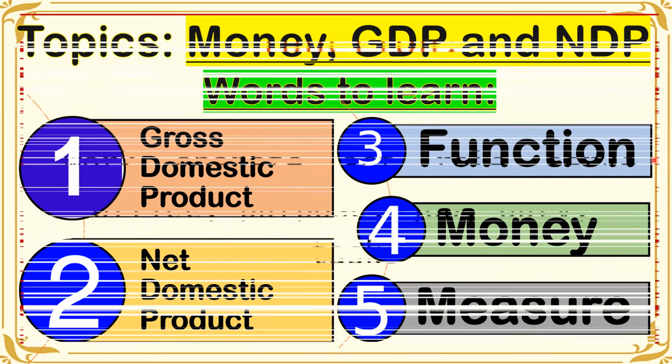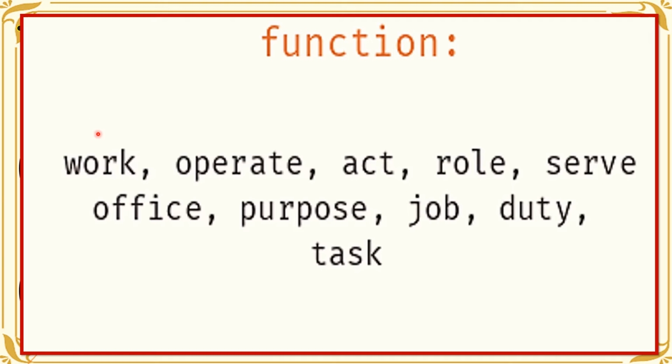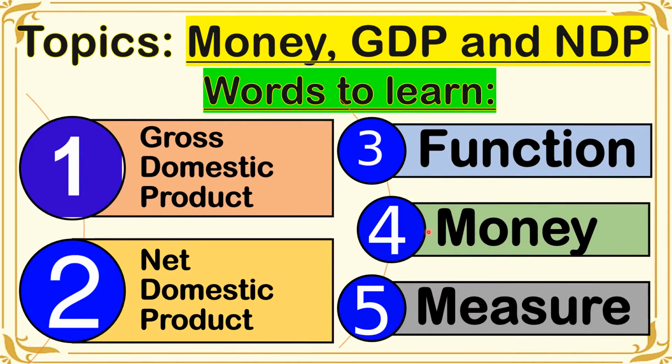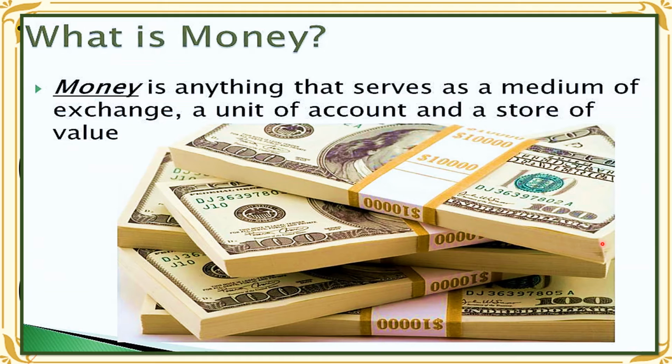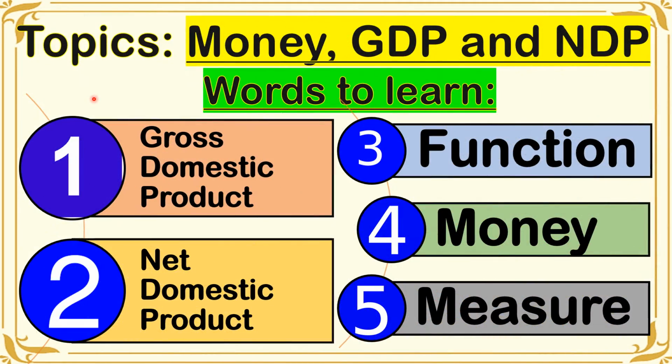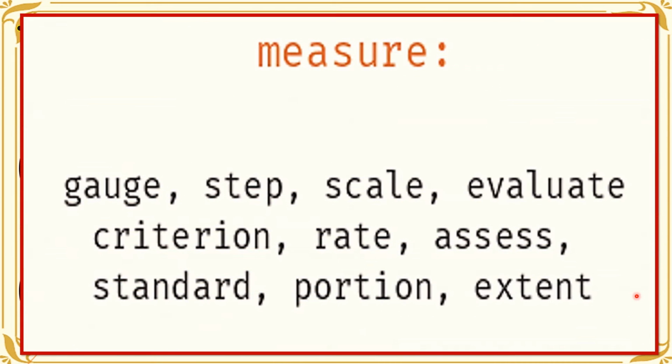The third word is function. Function means work, operate, act, role, serve, office, purpose, job, duty, and task. Next word, money. What do you mean by the word money? Money is anything that serves as a medium of exchange, a unit of account, and a store of value. And the last one, measure. Measure means to gauge, to step, scale, evaluate, criterion, rate, assess, standard, portion, and extent.